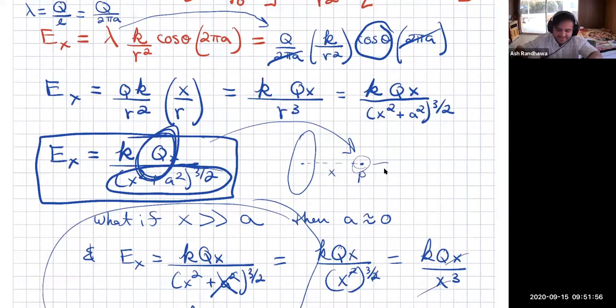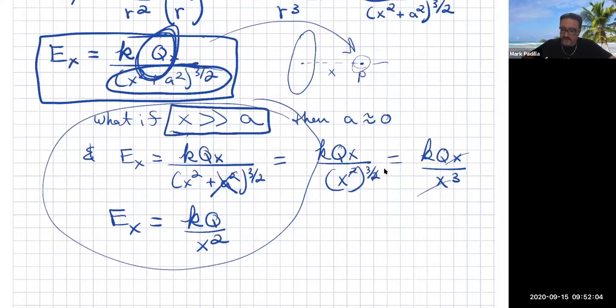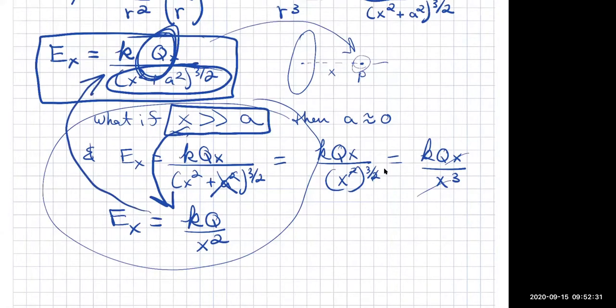Simplify the equation, and as you can see, we simplified it to a point where we made just one assumption: x is much greater than a. What happens? Boom, we got kq over x squared, which means if we're really far away, that ring charge doesn't look like a ring charge to us. It just looks like a point charge. But as you get closer and closer, you start seeing the effects of the ring. It's a distance thing.